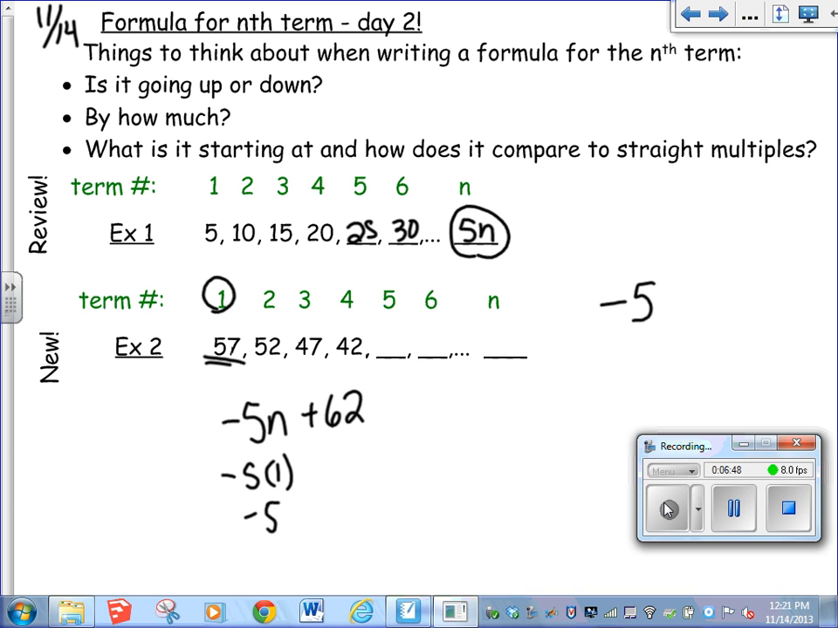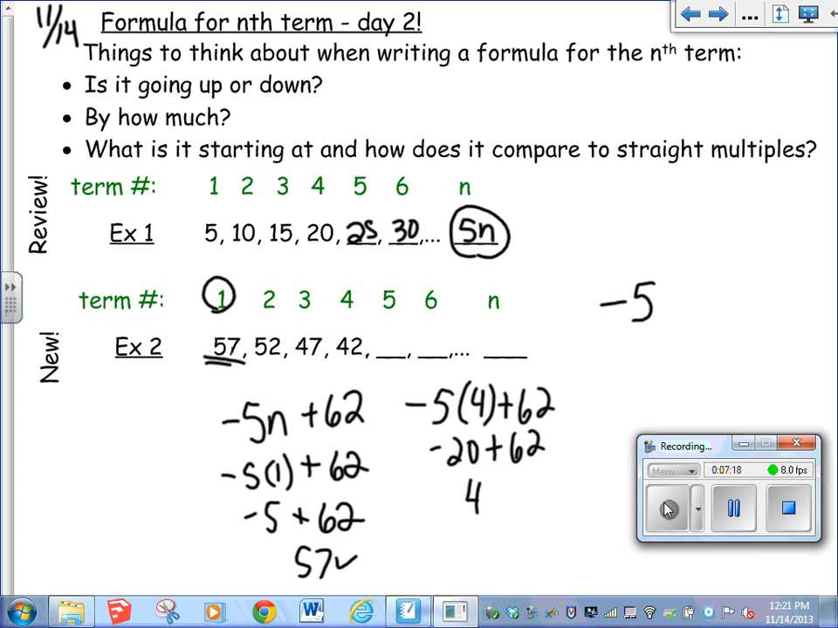I was just thinking, but it's correct. Yeah, it works. Let's check it, because in term 1, when we put in our 1, we have -5 times 1 plus 62. So that's -5 plus 62, and you get 57. It works. Let's try 4. When we plug in 4, you get -20 plus 62, and you get 42. That works. So it works, but now the question is, how do you come up with that plus 62 part?